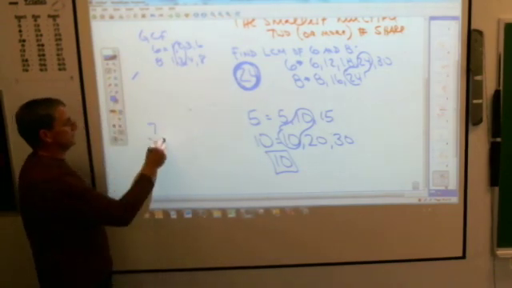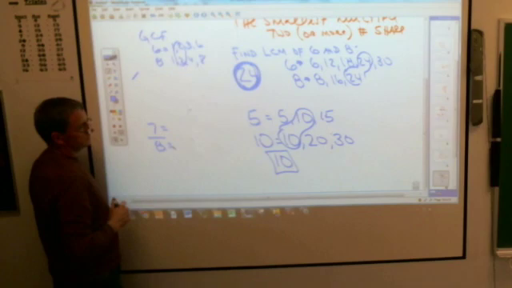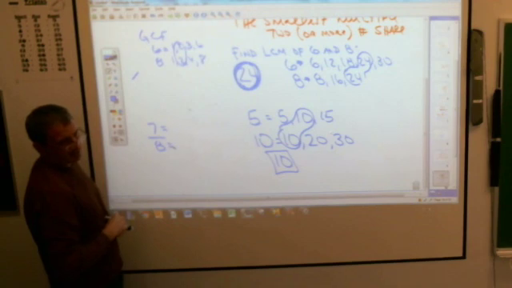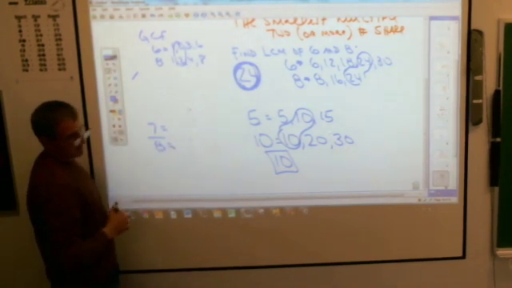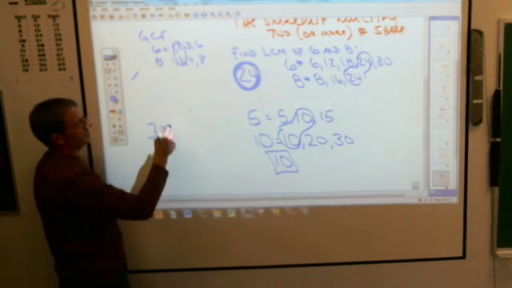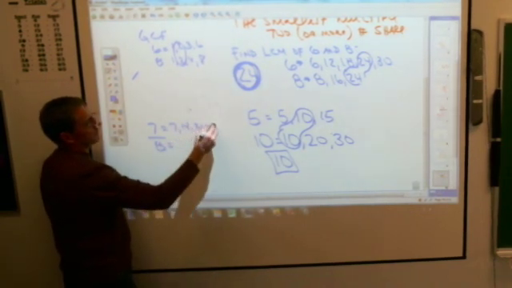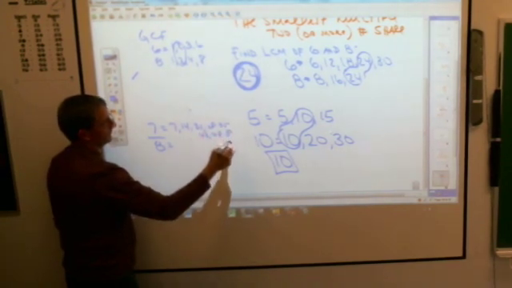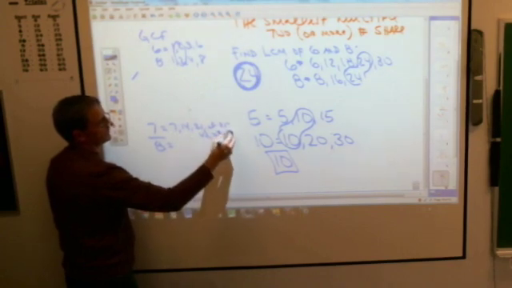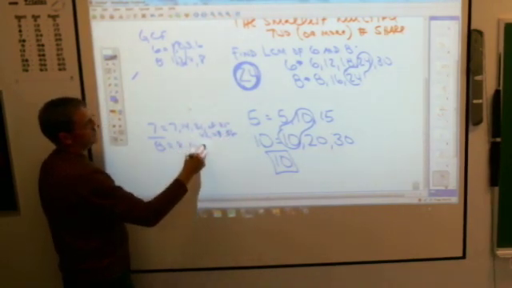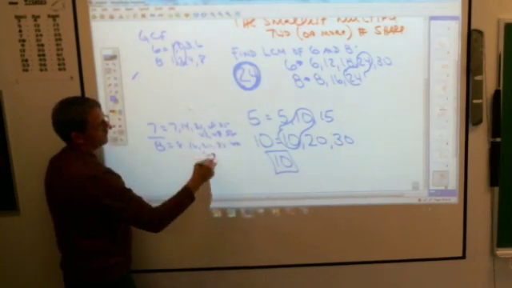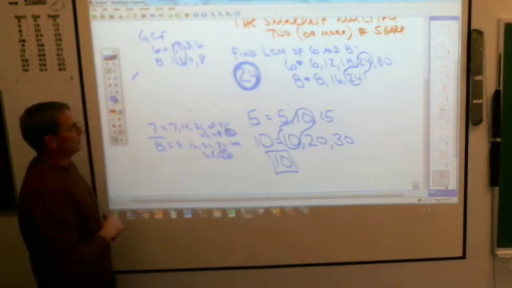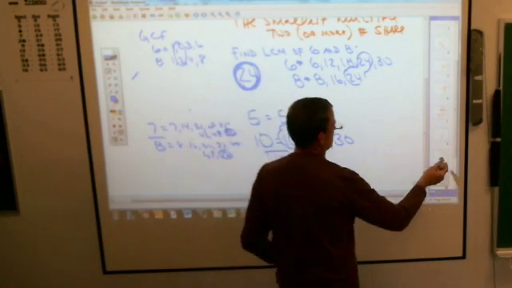What about 7 and 8? By the way, they always have a common multiple. You can always get a common multiple by multiplying them together. 56 would be a common multiple. Actually, 56 I think is the smallest one they have. Multiples of 7: 14, 21, 28, 35, 42, 49, 56. Multiples of 8: 8, 16, 24, 32, 40, 48, 56.